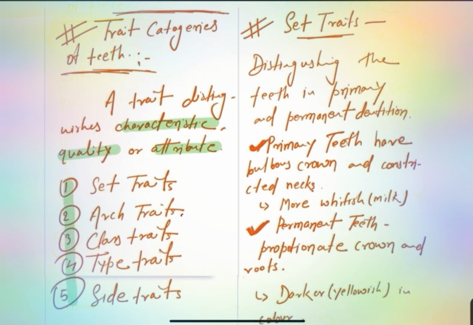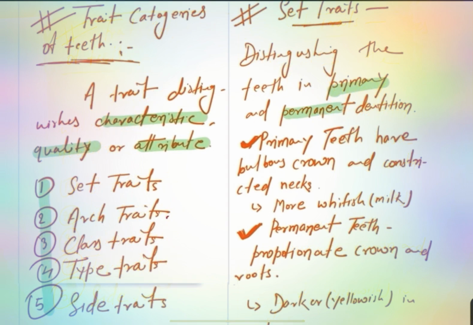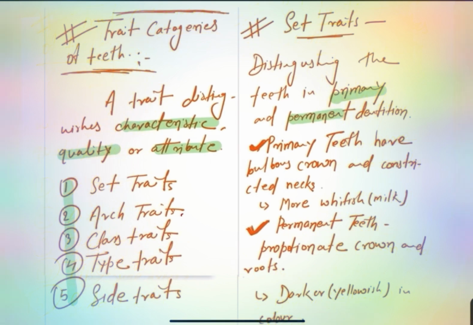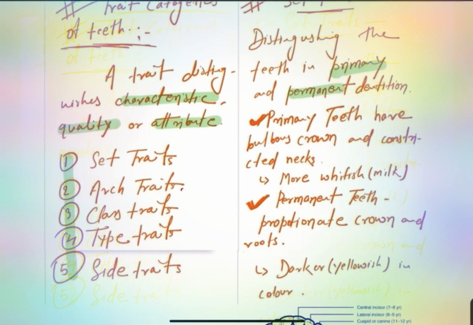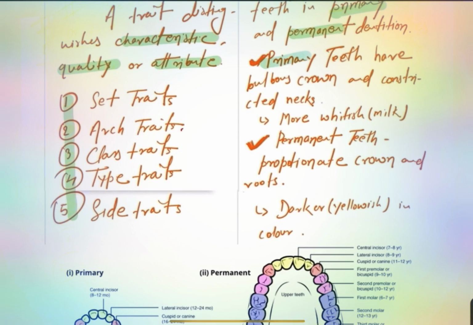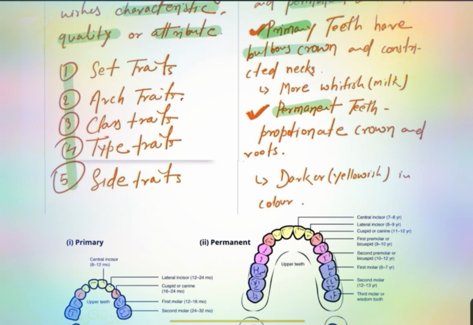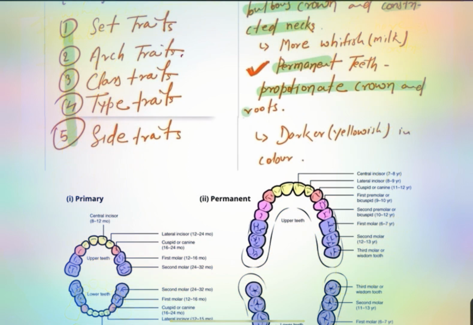First, set trait. Set trait distinguishes the primary and permanent set of teeth, that is primary and permanent dentition. You know, there are 2 sets of teeth in human dentition. So set trait distinguishes between primary and permanent dentition. How does it distinguish? If you differentiate primary and permanent teeth, then you will find primary teeth have a bulbous crown and constricted neck, right? While in permanent teeth, a proportionate crown and root ratio is there.